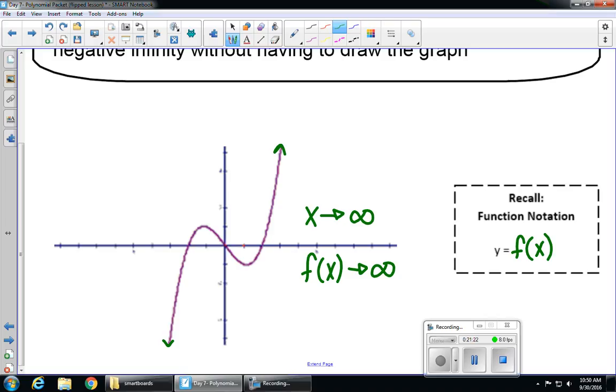So now if we look on the left side, we have the graph going down. So over here, as x is approaching negative infinity, which means as I go further and further left, what's happening to my graph? My graph is going down. So that means that f of x is going to negative infinity as well, because it's going down.